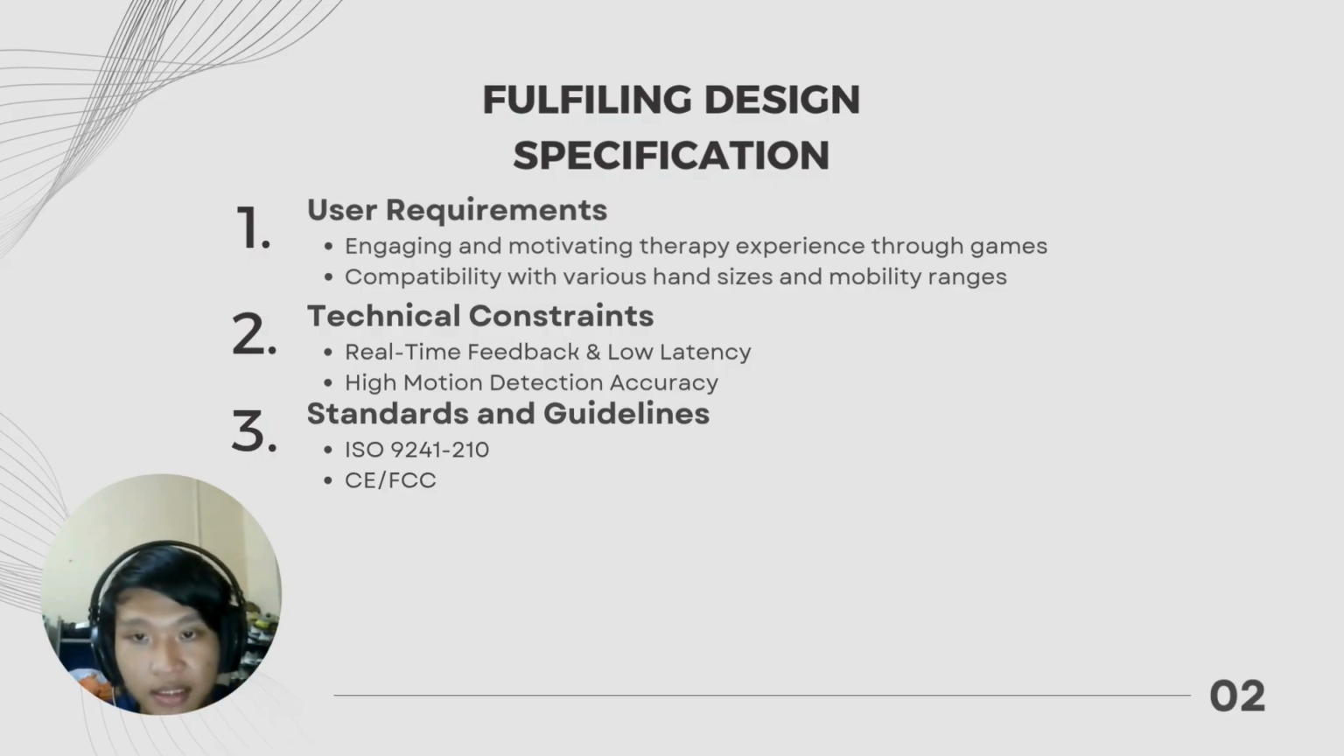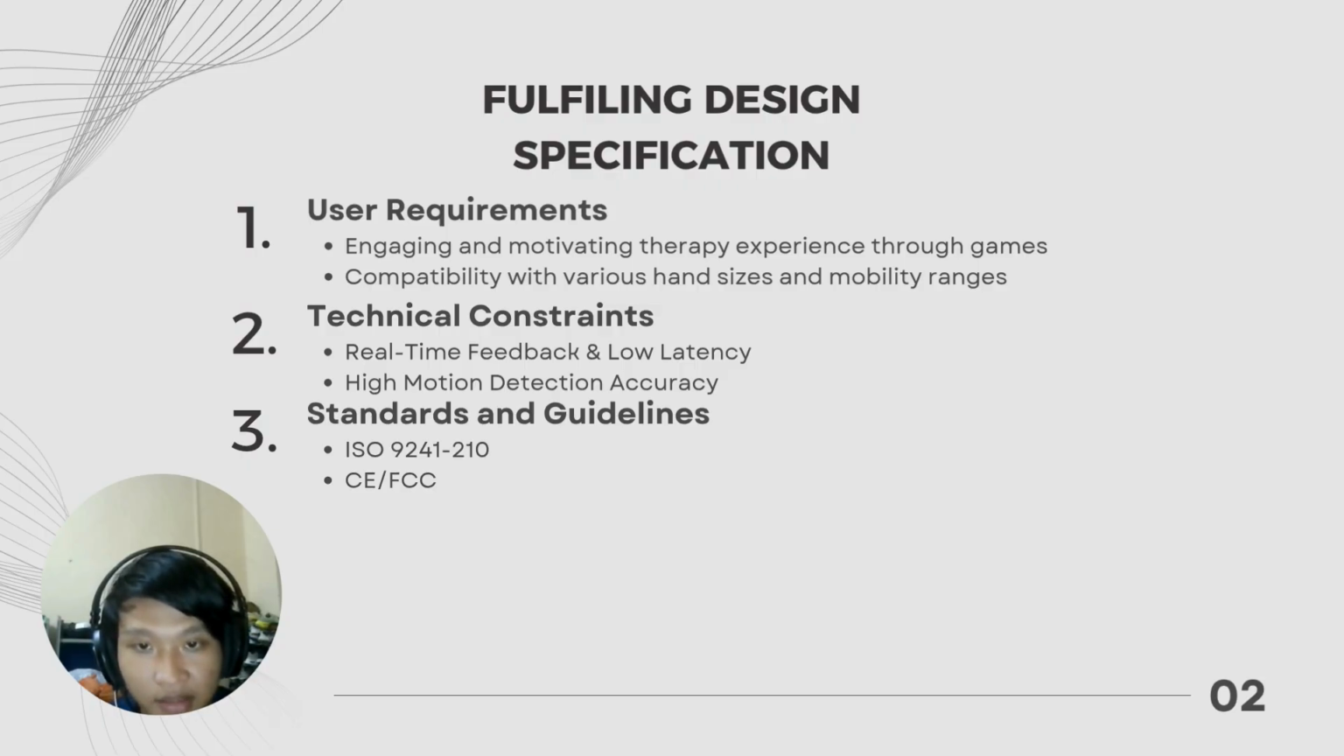Next one is technical constraint. We achieve many things with this, but the two most important things are the real-time feedback and low latency. This is achieved by using MediaPipe. The next is the high motion detection and accuracy, which uses the MediaPipe Hands in the coding, which is a robust model trained for high accuracy.